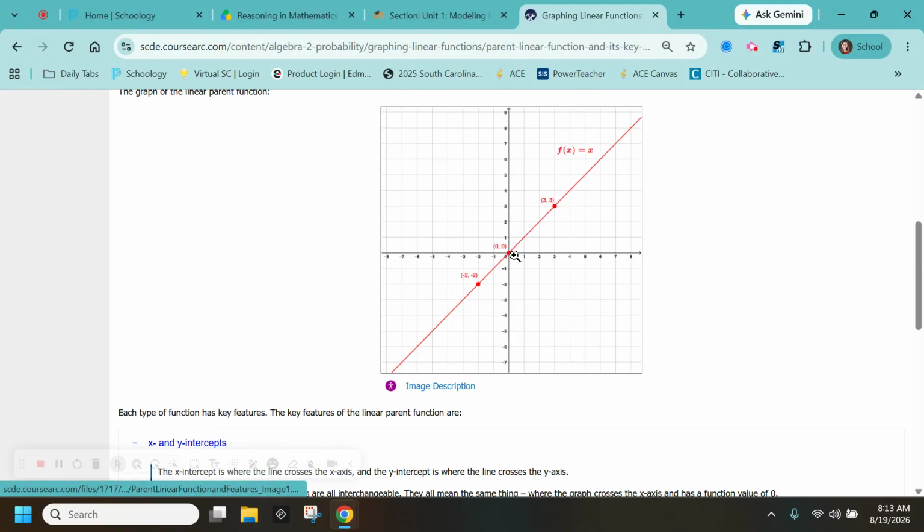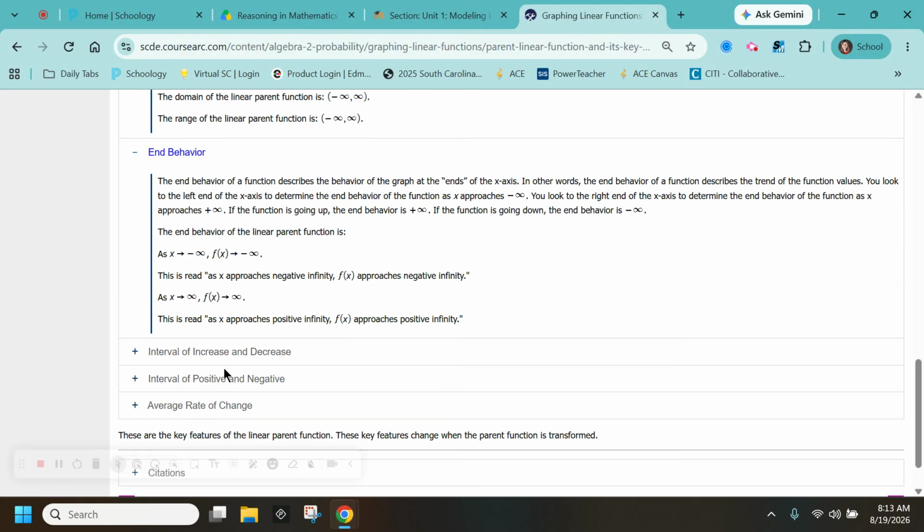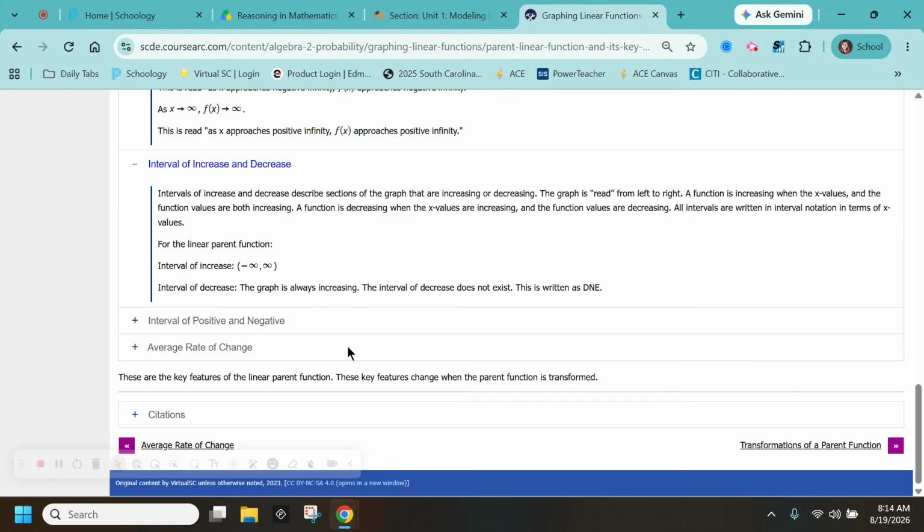Again, looking at this graph, as we move to the left of our graph, as x approaches negative infinity, our graph is going down. As we move to the right or positive infinity, our graph goes up to positive infinity. That is end behavior. Intervals of increase and decrease.